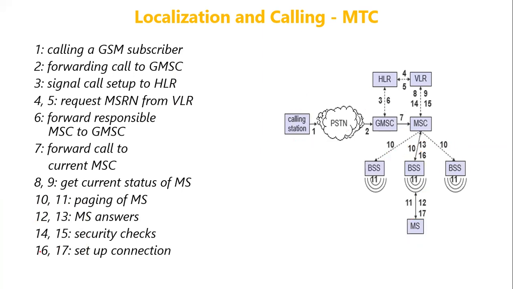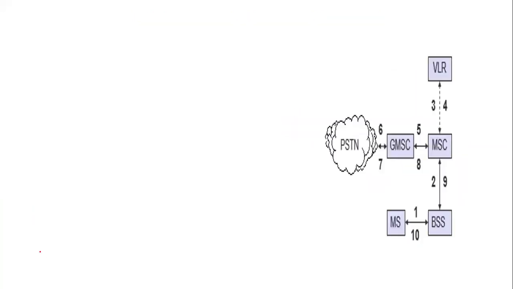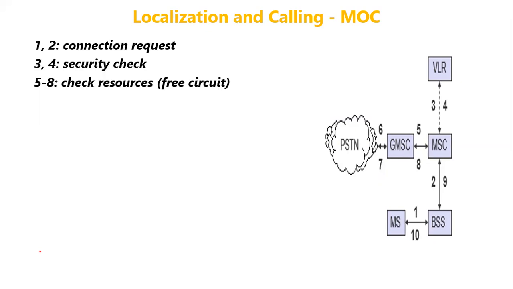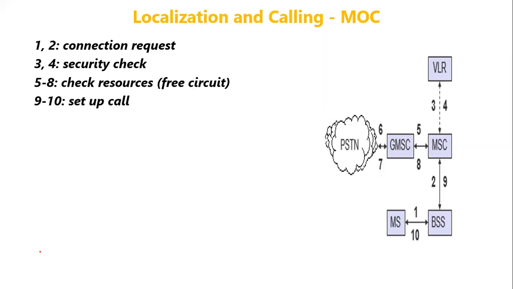The next thing that we'll be discussing is mobile originated call. If the mobile station is making the call, then how will things work? Actually it is easy. It is much simpler than a mobile terminating call. Okay. So here the origin is the mobile station. Mobile station is starting the call.